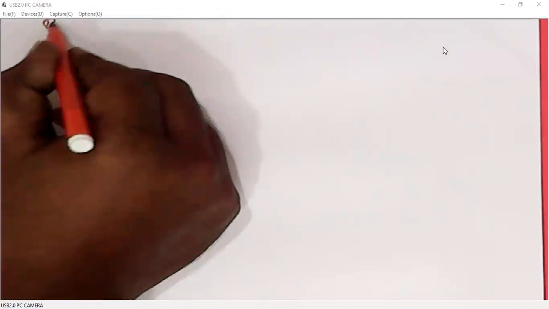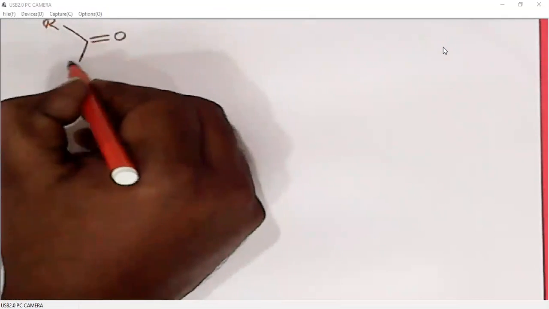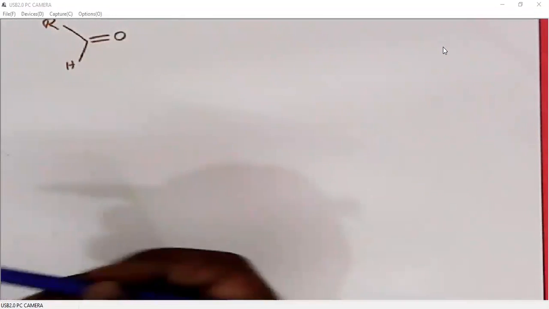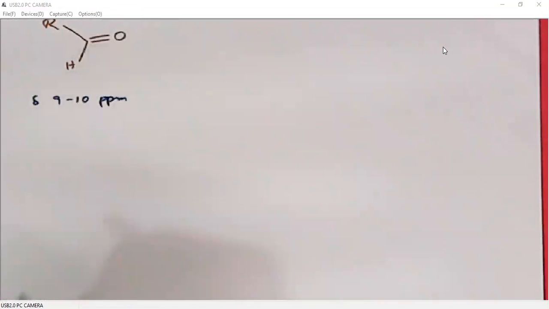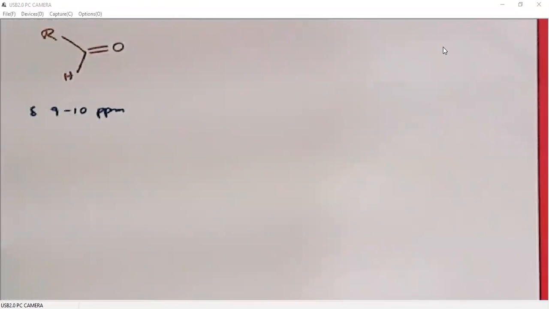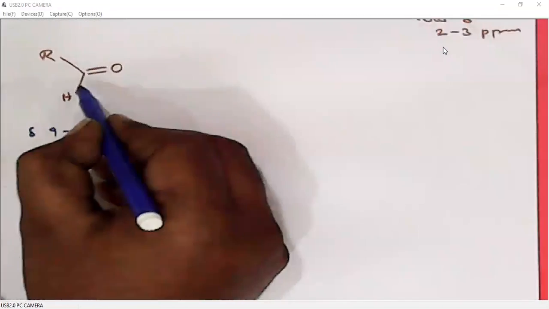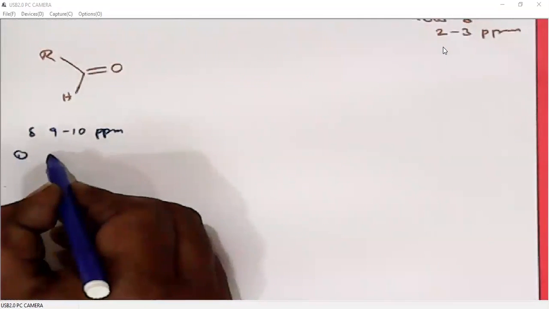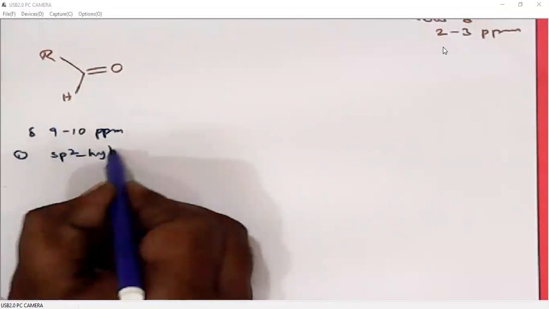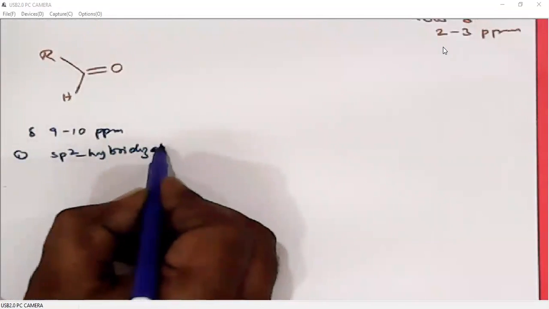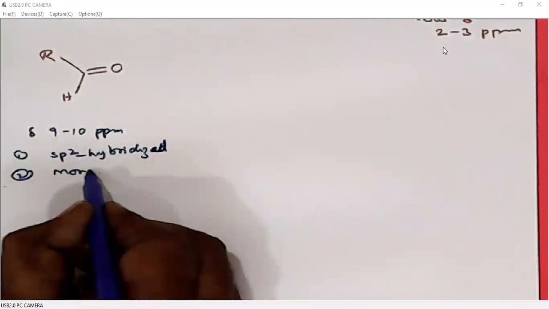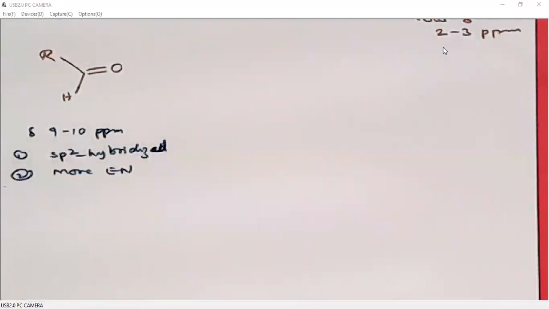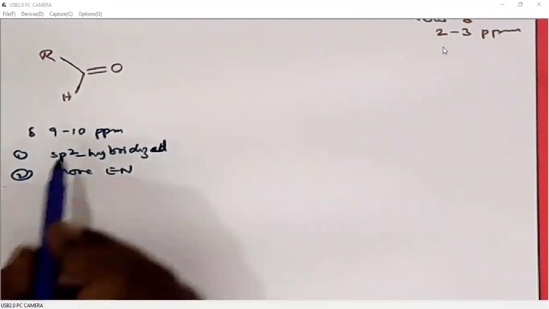Look at the example of aldehyde. Aldehyde protons are generally observed between a delta value of 9 to 10 ppm. Why are they appearing at such a large delta value? One reason is the carbon is sp2 hybridized. Second, the carbon is bonded to the more electronegative oxygen. So because of these two reasons, the delta value will increase, but not to this amount.